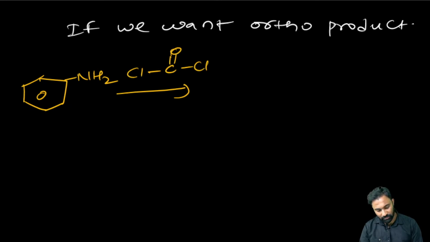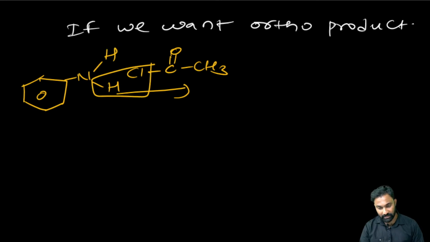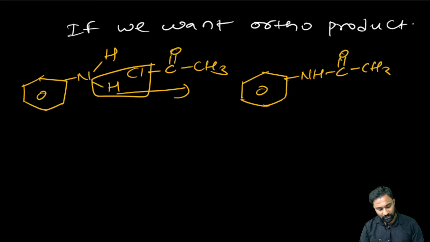Here the C will go, here the CH3. Now one hydrogen from here, one hydrogen and one Cl will be eliminated, and it will form acetanilide. After forming the acetanilide, here we have to take concentrated H2SO4.